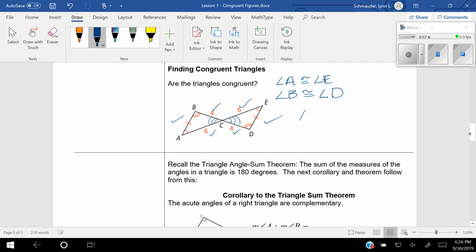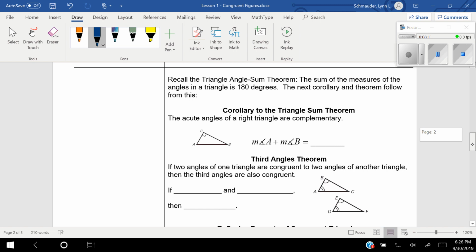I'm going to write a congruent statement. Triangle ABC is congruent to triangle EDC, right? AB, let me double check myself. AB, so that's going to be ED. Yep, that's right. Okay, let's see what we got here.